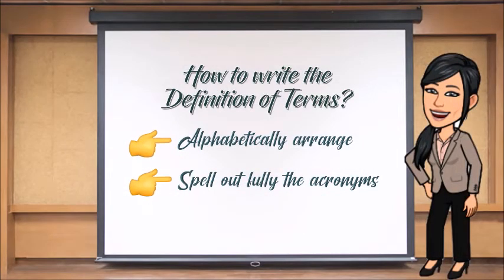In writing the definition of terms, the terms defined should be arranged in alphabetical order. An acronym should always be spelled out fully, most especially if it is used for the first time and not commonly known. Make sure to define the common term that may have special meaning or be used differently. Complicated and lengthy definitions should be included in your appendix.